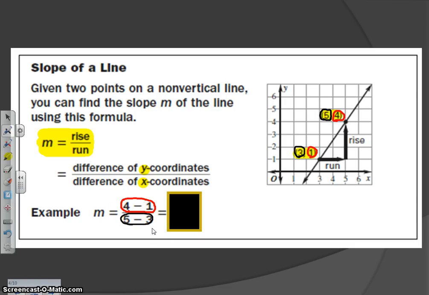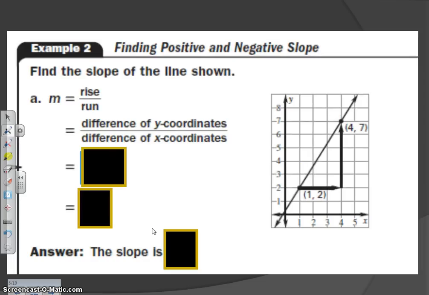4 minus 1 is 3, over 5 minus 3 is 2. 3/2 is your slope. Again, leave it as a fraction. You want to have a fraction because the rise is 3, the run is 2. Do not change to a decimal.